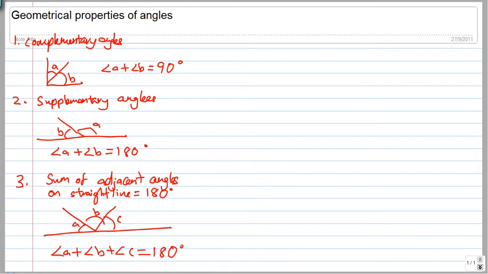So for this, your reason, if you ever perform this, the abbreviation is ADJ, which stands for adjacent angles. STR stands for angles on a straight line. That's acceptable. Alright, let's go down to the second page.